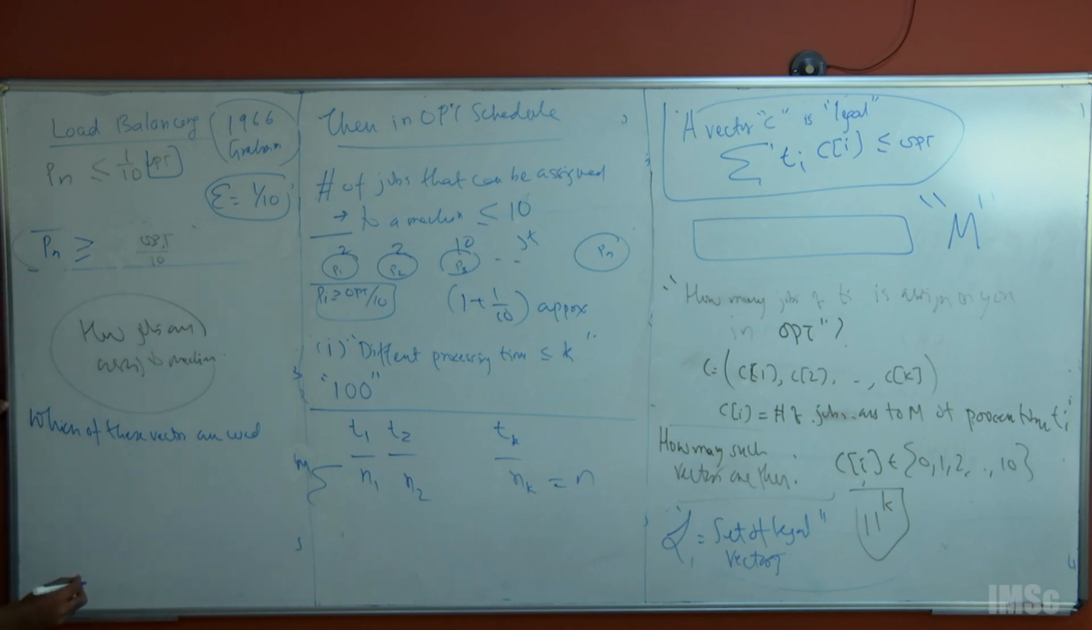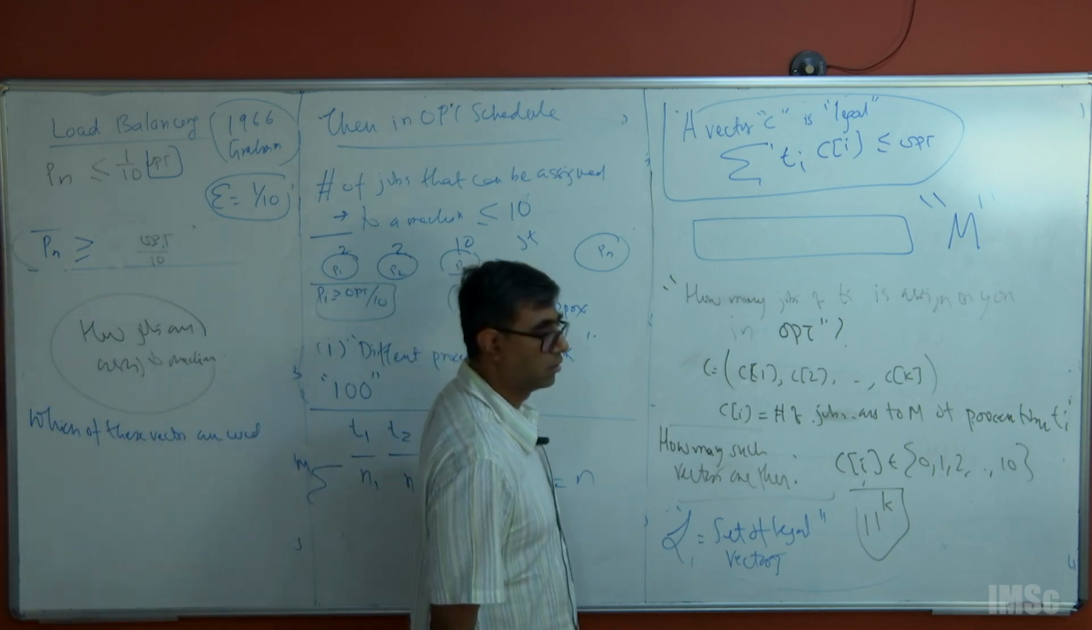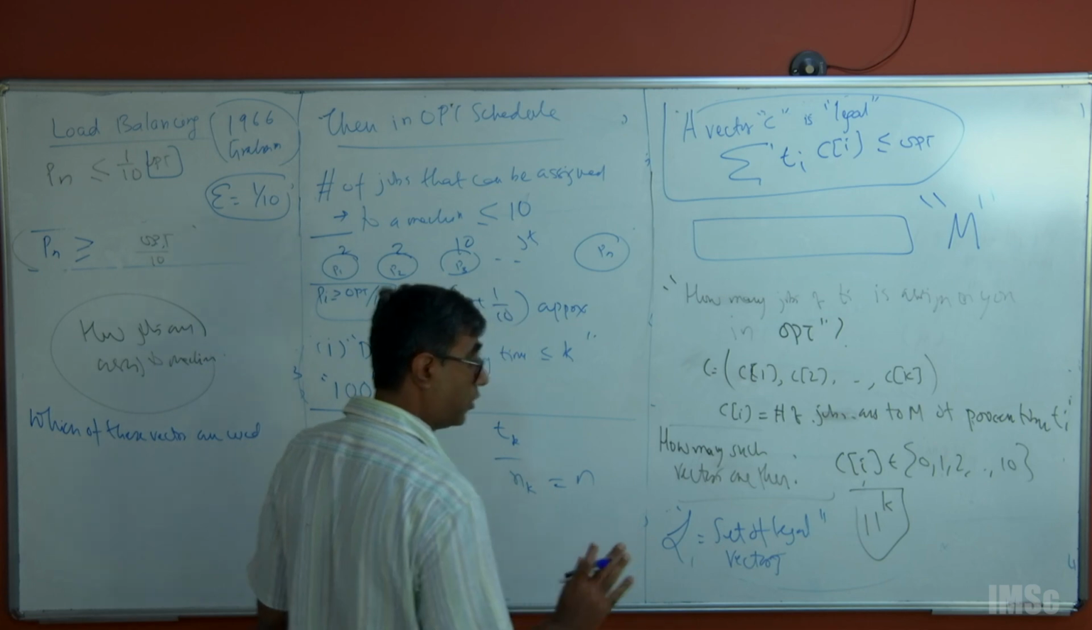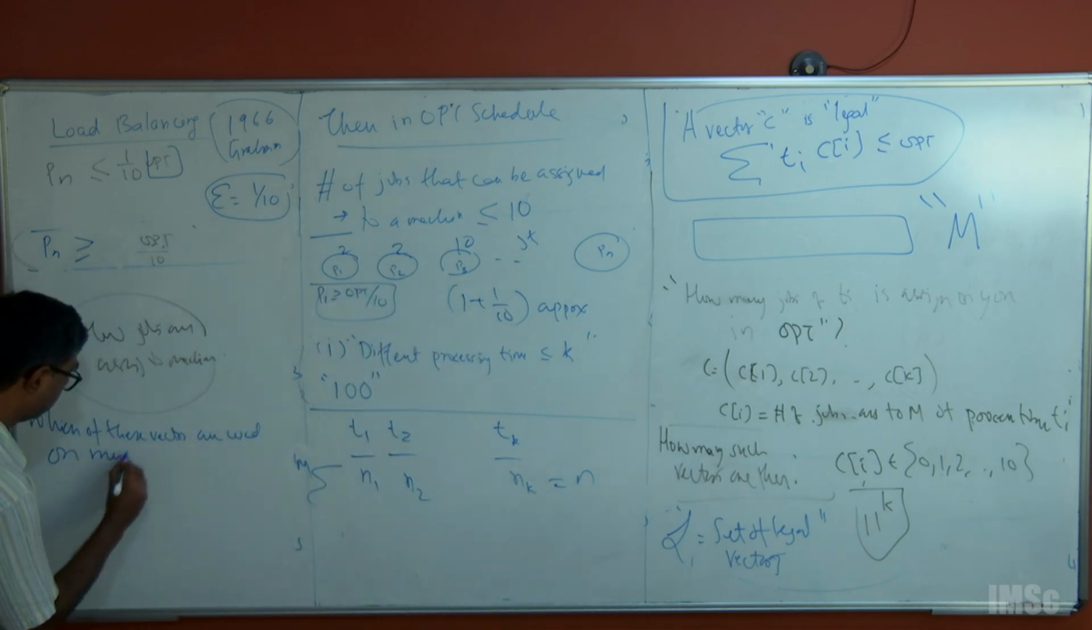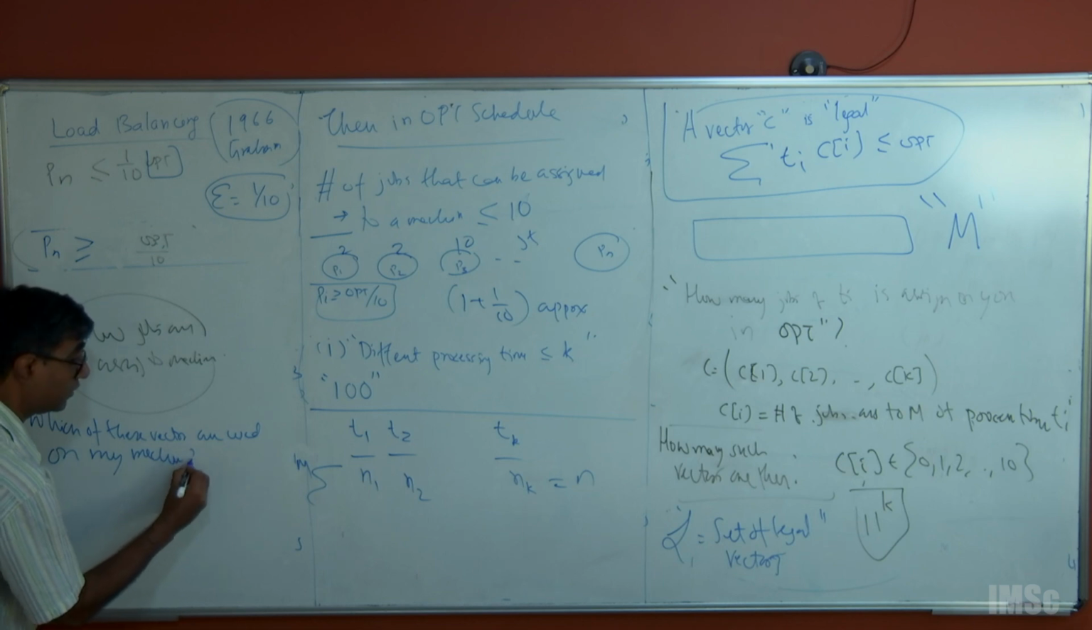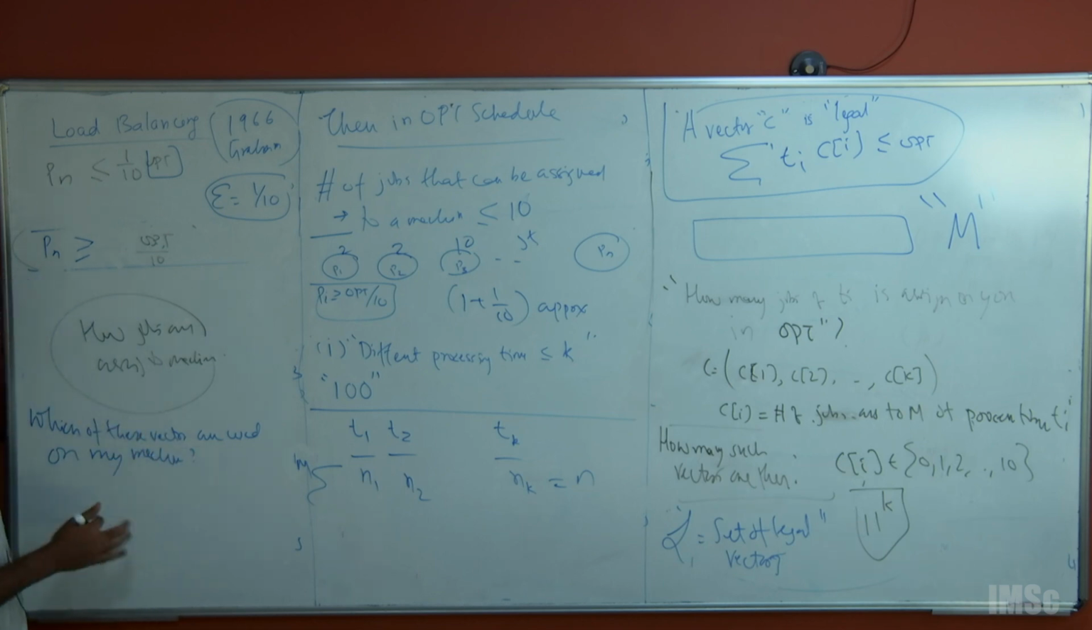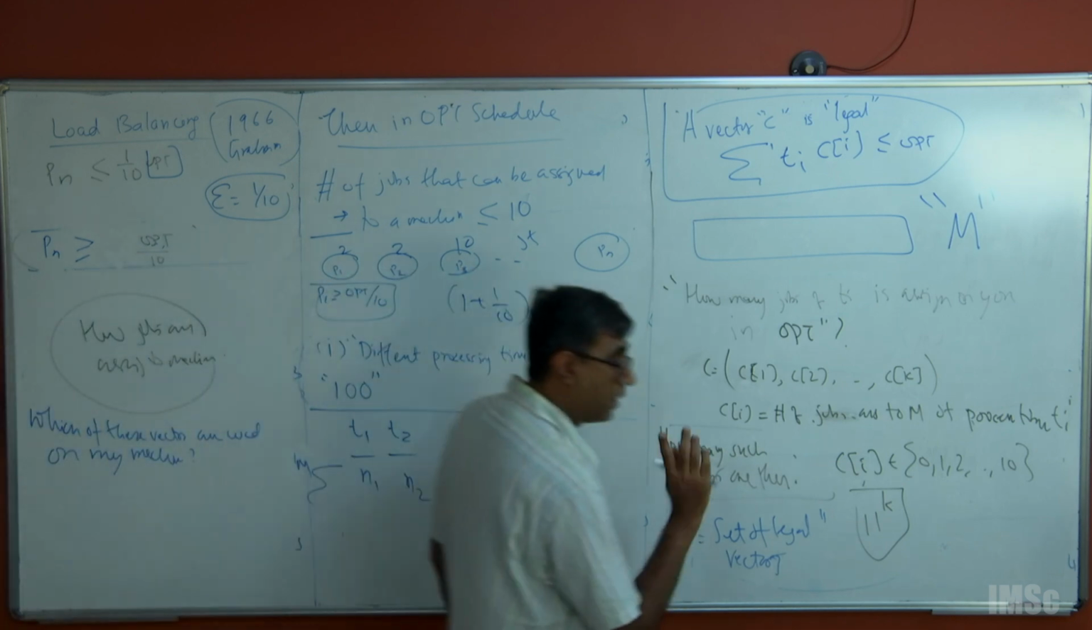11 to the power k can be much, much smaller than m, no? Sure. But for every machine, you pick one vector. That's what you mean, right? No, I'm not saying that. Which all of these vectors are used on my machines? This is not the same thing. Let me explain to you. Maybe the same vector is used on 3 machines. Yes, that's okay.